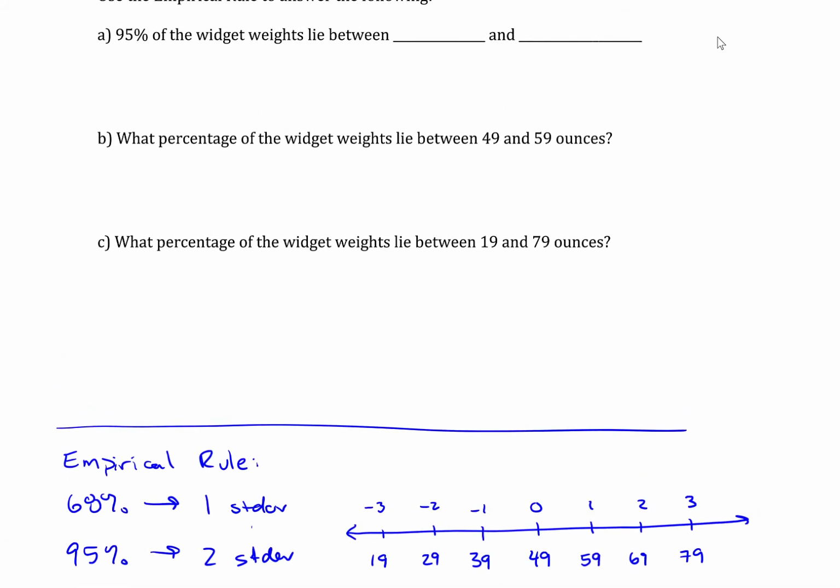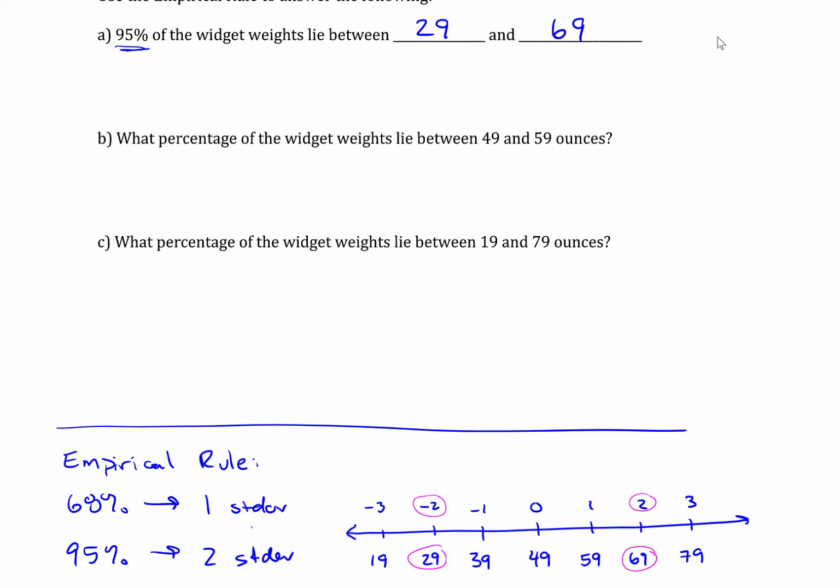Okay, so now looking at the empirical rule, this 95% is the value that represents 2 standard deviations, the percent of data within 2 standard deviations of the mean. So the question is then, which values are 2 standard deviations from the mean? So within 2 standard deviations of the mean, I had 29 and 69. So those are my answers here.